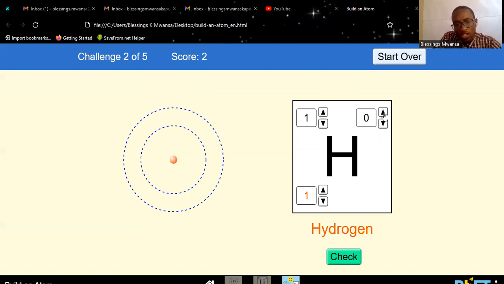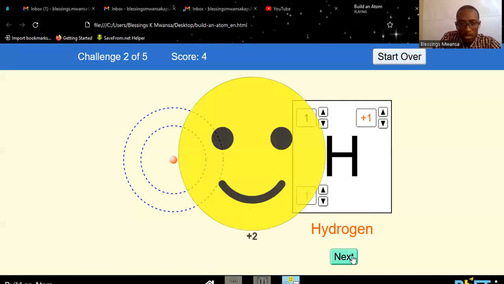What about the charge? Remember, if P is not equal to E, it means that there is a loss or there is a gain. Have we lost an electron here? Have we gained an electron? Excellent, so there was a loss. What is a loss in chemistry? It's a positive. So it's a positive one. And that is super correct.